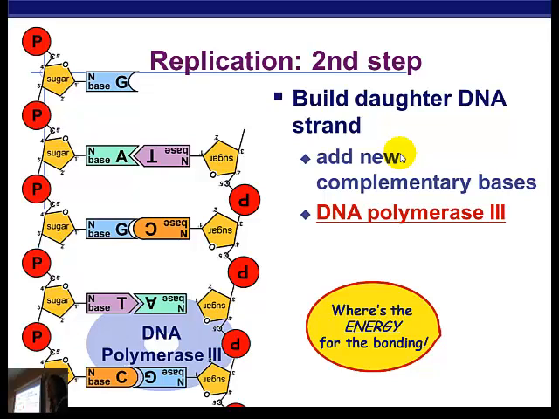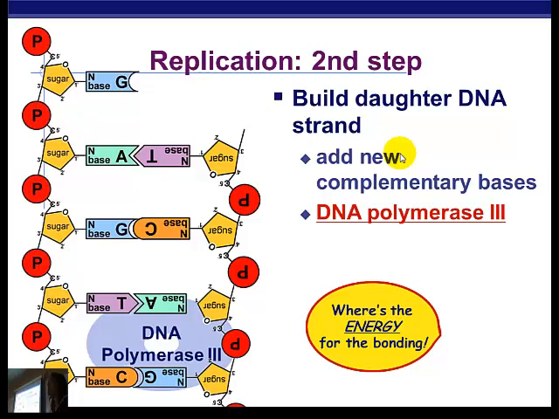If you're creating a bond, it takes energy. Okay? Where is the energy coming from? ATP and who else? CTP and GTP and TTP. Okay? These nucleotides are going to bring their own energy for bonding. So we have to bring our own energy to do this.